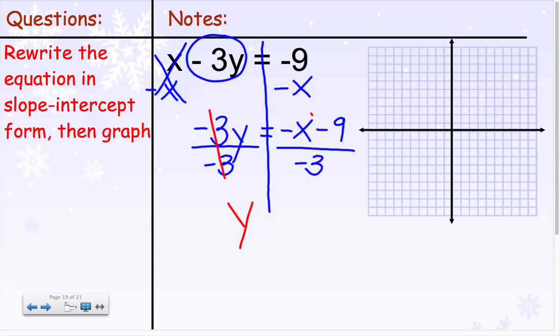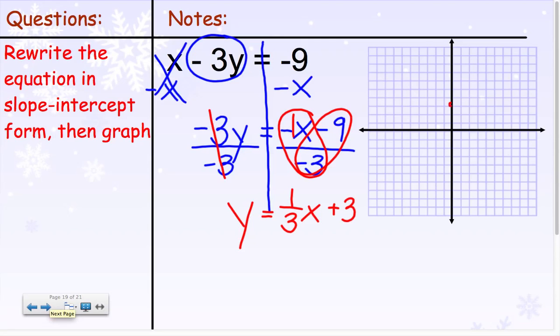Make my heart. Negative x over negative 3 is like negative 1 over negative 3, so that'd be a positive 1/3 x. And then negative 9 divided by negative 3 is positive 3. If putting that 1 there helps you, go for it.